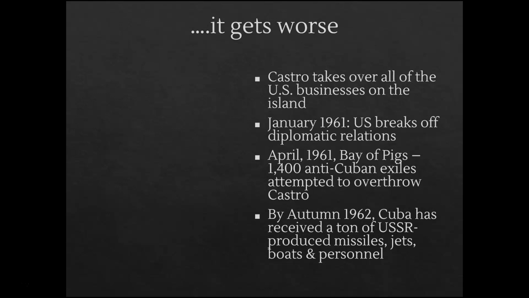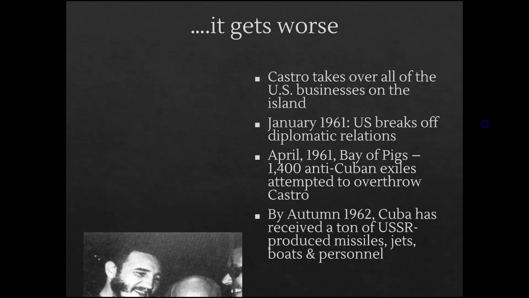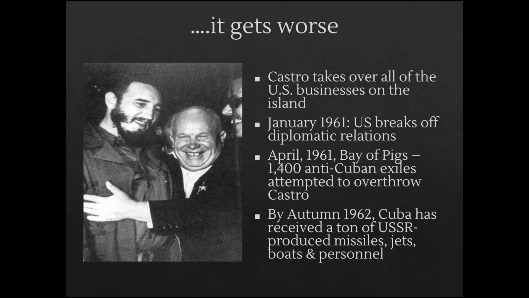So by autumn of 62, Cuba has received a ton of USSR-produced missiles, jets, boats, personnel. And here's the picture to show the love affair between the USSR and Cuba. It's getting dicey. It is getting tense.